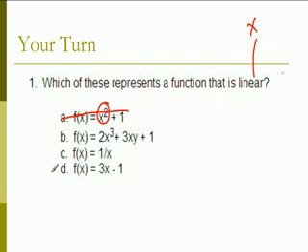In this one, f(x) equals 2x cubed plus 3xy plus 1. Well, we do have an x here that is to a single power, but we also have this x cubed, so we know that is out. f(x) equals 1 over x, which could be because x has no power, and then f(x) equals 3x minus 1. So it's between C and D.